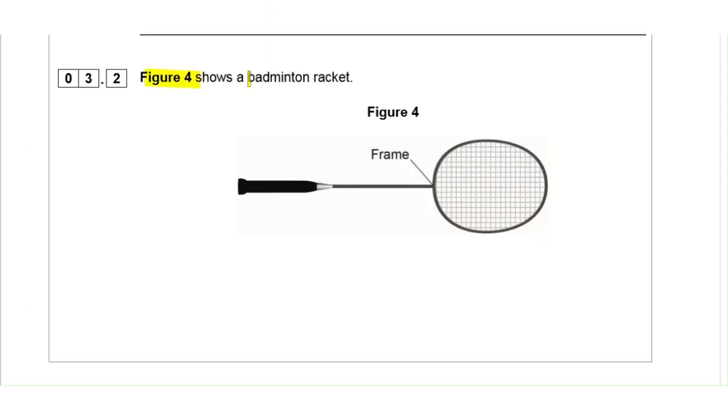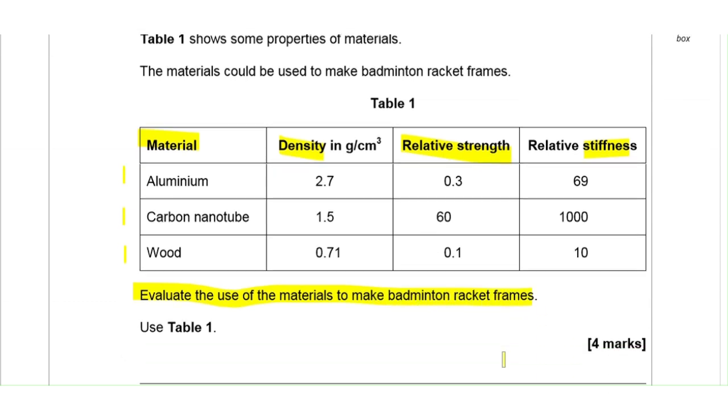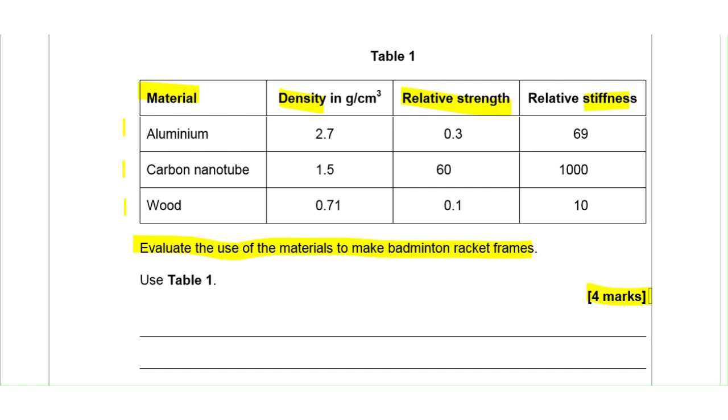Question 3.2. Figure 4 shows a badminton racket. Table 1 shows some properties of materials. The materials could be used to make badminton racket frames. So here you've got table 1, you've got the list of materials, and then the 3 properties: density, relative strength, relative stiffness. Evaluate the use of the materials to make badminton racket frames. And this is a 4-mark question.